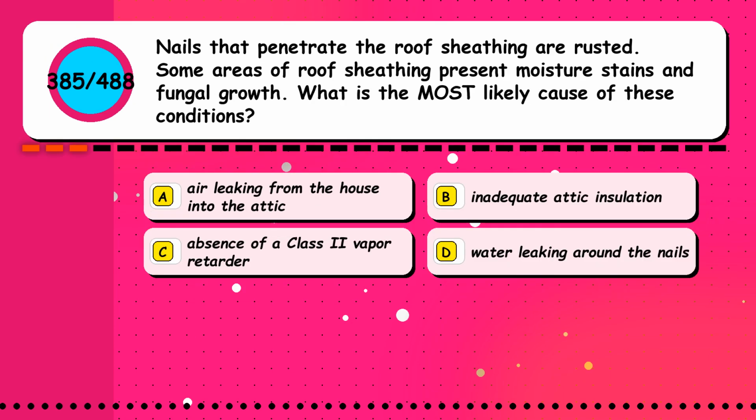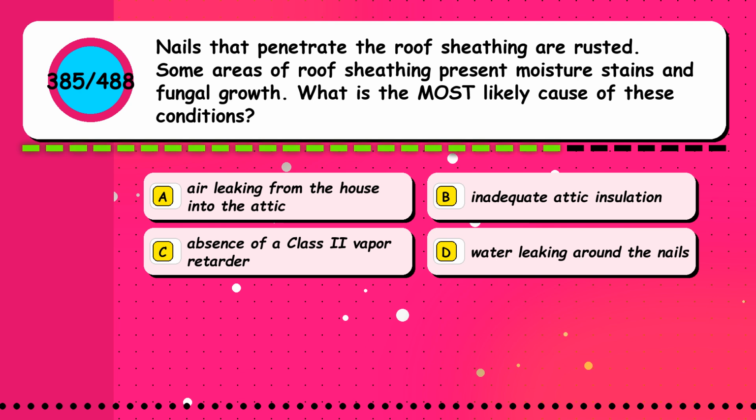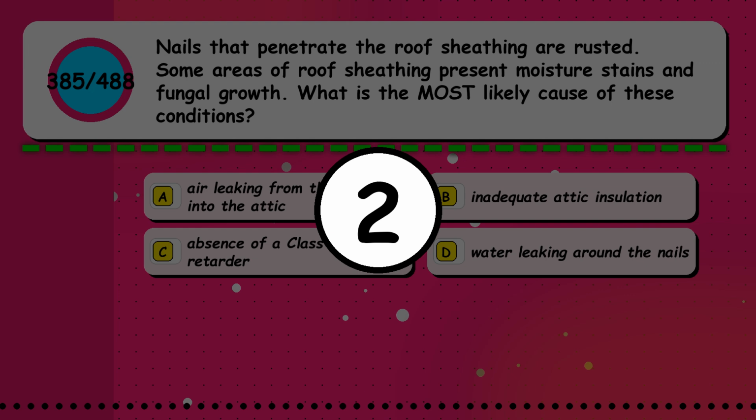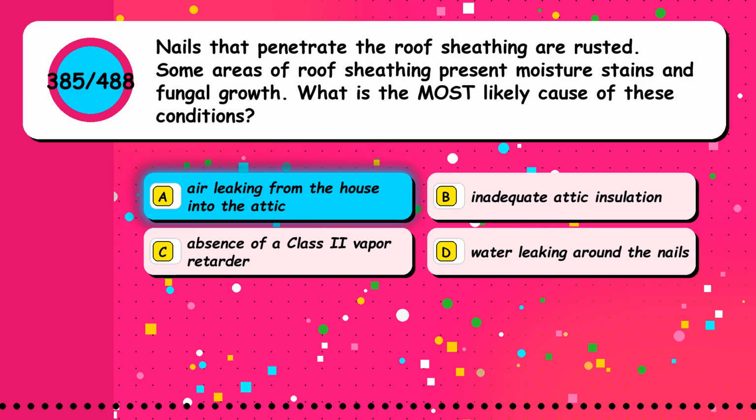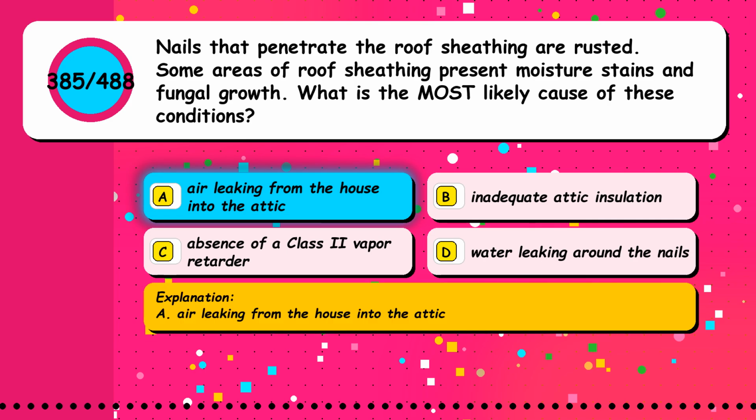Question 385. Nails that penetrate the roof sheathing are rusted. Some areas of roof sheathing present moisture stains and fungal growth. What is the most likely cause of these conditions? Option A, air leaking from the house into the attic. Option B, inadequate attic insulation. Option C, absence of a Class II vapor retarder. Option D, water leaking around the nails. The correct answer is option A, air leaking from the house into the attic.